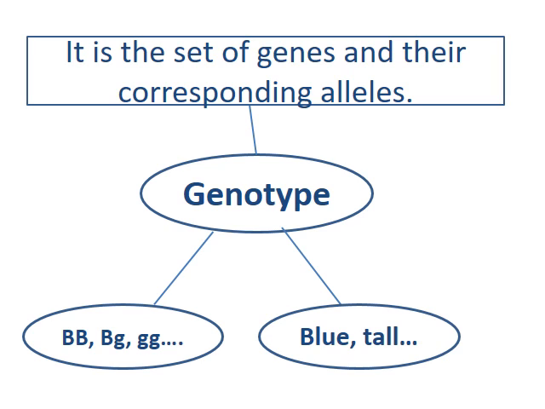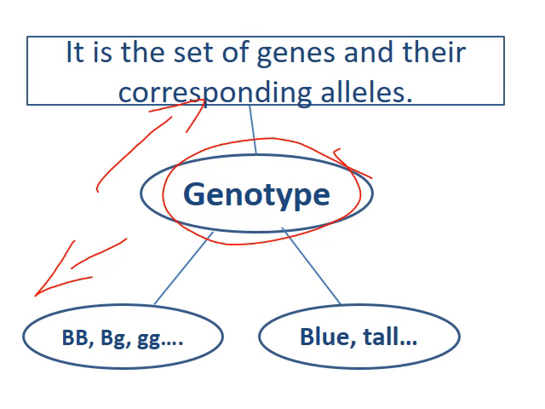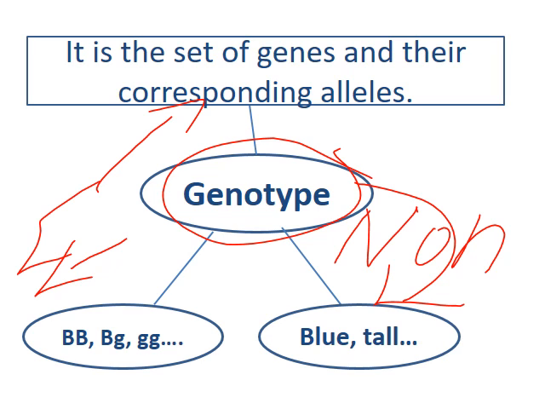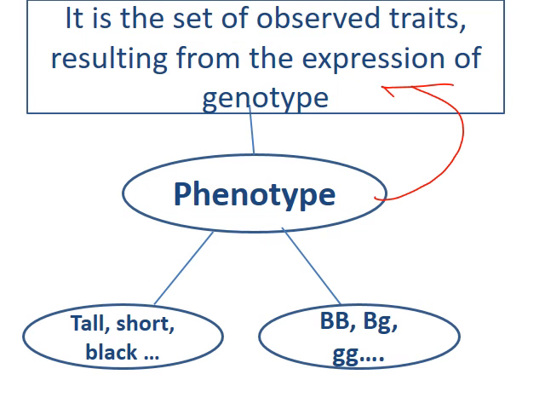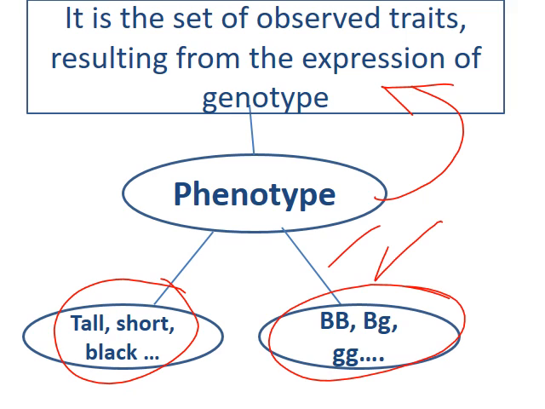So what is a genotype? According to Freir's model, this is the definition: the set of genes and their corresponding alleles. Examples here: BB, Bg, gg. Non-examples: blue, tall, green, yellow, whatever. This is a non-example, and this is an example. Moving to the definition of phenotype. As per Freir's model, the definition is the set of the observed traits resulting from the expression of the genotype. Phenotype: tall, short, black, green, yellow, whatever. This is a non-example; this is for genotype and not for phenotype.